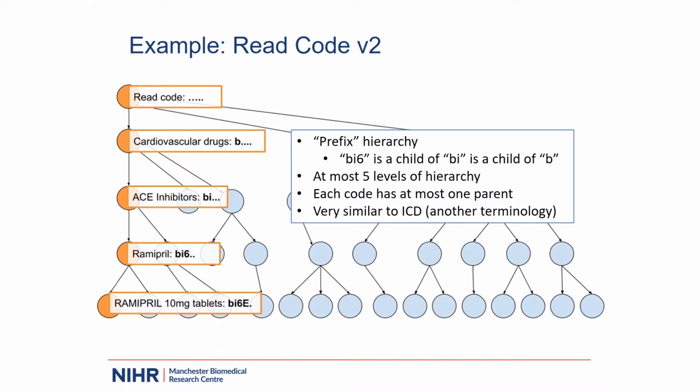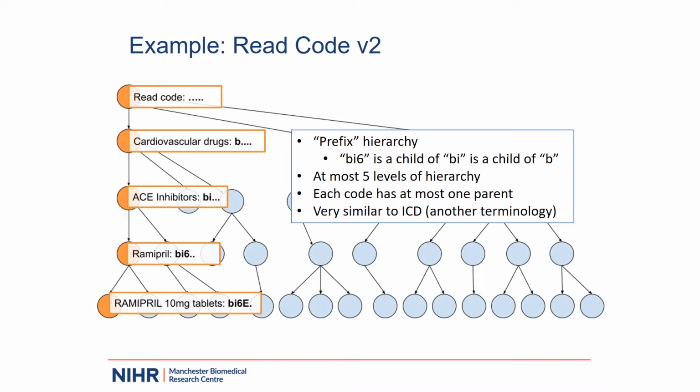Now, the issue with Read code version 2, and one of the reasons why it's being changed, is that when it was introduced, they decided that it would be a 5-character code. So all codes are 5 characters, but that means you can at most have 5 levels of hierarchy. If you need a 6th level, you just can't have it, and you need to sort of mess around and put it in the wrong place.